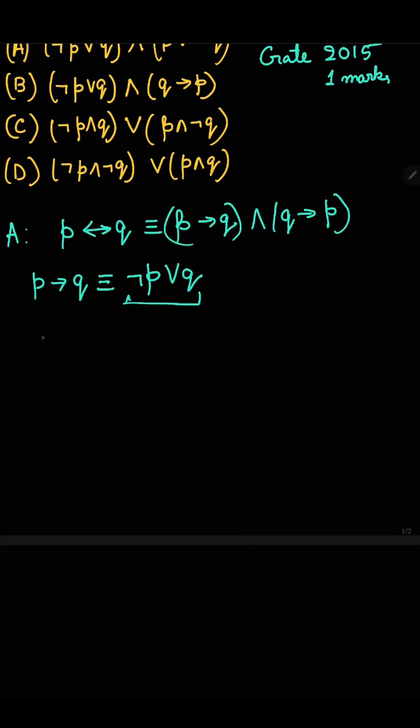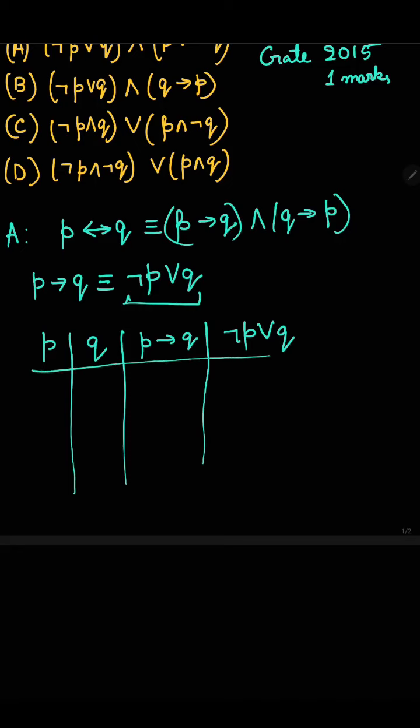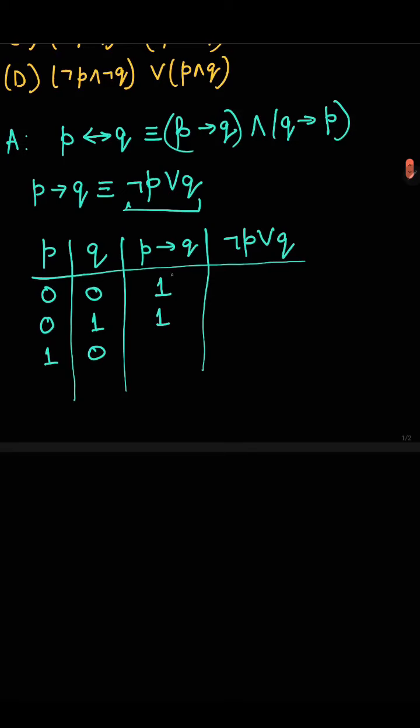Now, if that logic was not clear, then you can simply look at the truth table of both these expressions. So here P, Q, P implies Q and not P or Q. When P and Q are both 0, 0 implies 0 is true. When P is 0, Q is 1, 0 implies 1 is also true. 1, 0: here P is 1, Q is 0, this is false. And when both are 1, it's true.